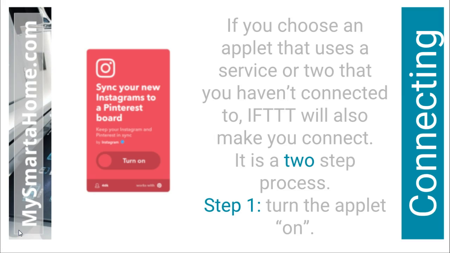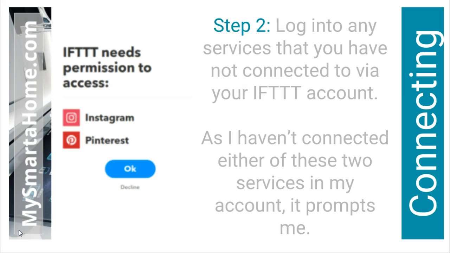If you choose an applet that uses a service or two that you haven't connected to, IFTTT will also make you connect. It is a two-step process. Step 1, as we can see from the screenshot on the left, is to turn the applet on. And step 2, you need to log into any services that you haven't connected to via your if this then that account. As I haven't connected either of these two services in my account, it prompts me, and these two services are Instagram and Pinterest.